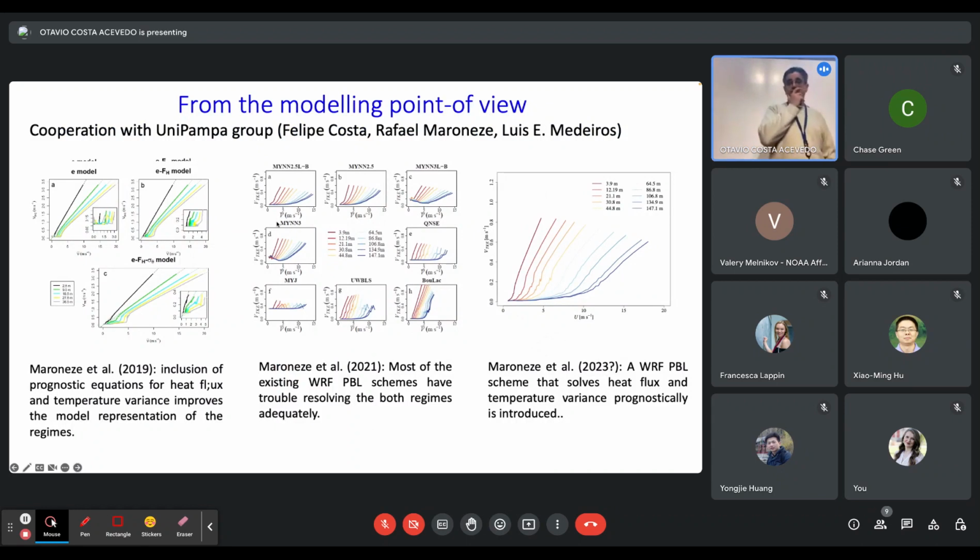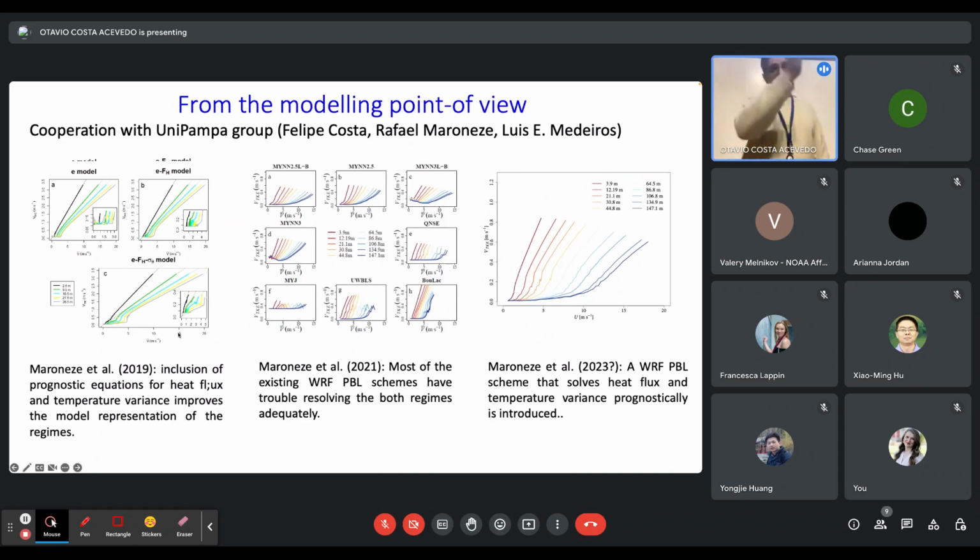I said I was going to show some modeling. I'm just going to go very quickly here, but we do try to model this regime transition too. Rafael Maronese was my doctoral student. These two first papers here are from his thesis. And this one here, which I put a question mark on because I did this before Saturday, was accepted Saturday. I just got the acceptance from Meteorology. So the three tell a story.